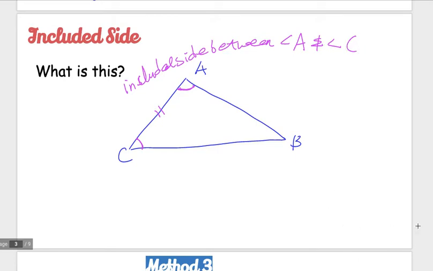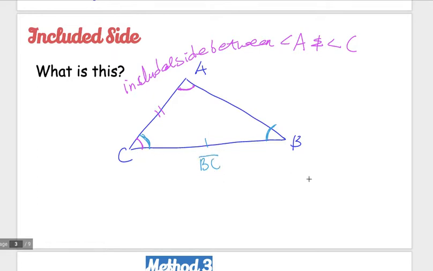Some students might wonder, then what if I'm talking about two different angles? You're right. If we're talking about two different angles, then we are going to have a different included side. For example, now I'm talking about angle C and angle B. Which one is the included side? You're right. This time it's BC. BC is the included side for angle B and angle C.